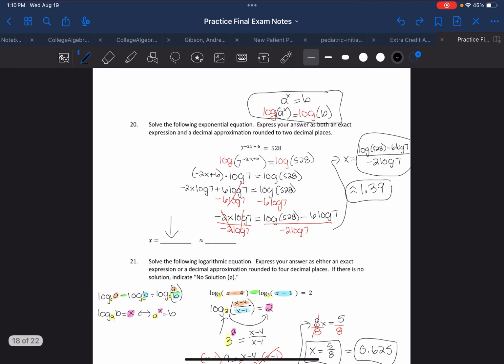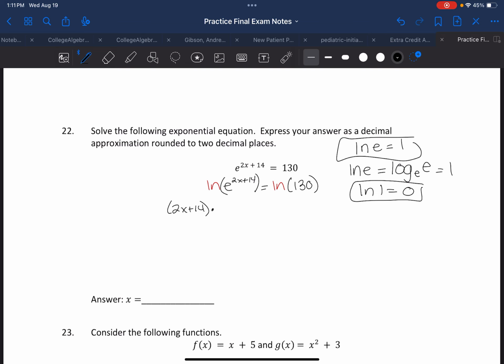And then we're going to use that exponent rule because I have ln of e to an exponent, so I can pull that exponent out front, which is 2x plus 14. Keep it in parentheses, and that will be multiplied by what's left, which is ln of e, is equal to ln of 130. And now, like I said, ln of e here is just equal to 1.